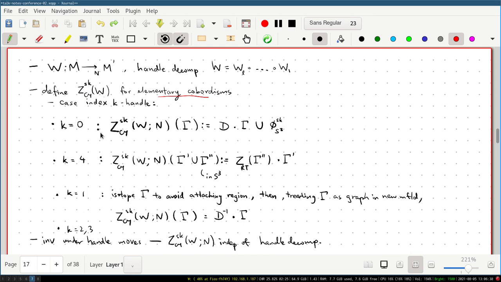So here we define it case by case depending on the index. For index 0, it just creates an S3 component. So I just put the empty skein there, and this here is just some constant to make things work.